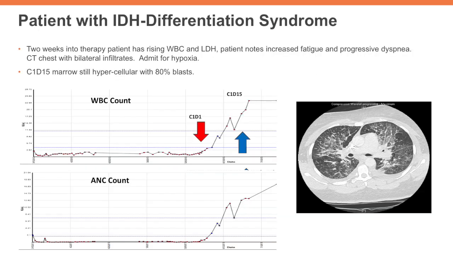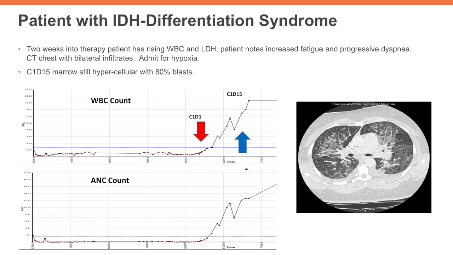And so in patients who have a profound maturation differentiation process, sometimes we can see a clinical event called differentiation syndrome. This is an example of a patient who 2 weeks into therapy had a rising white cell count, a rising LDH. The patient was feeling quite fatigued, was developing shortness of breath and dyspnea, and a CT chest was performed, as is shown there, showing bilateral infiltrates. He was admitted for management of hypoxia and shortness of breath.